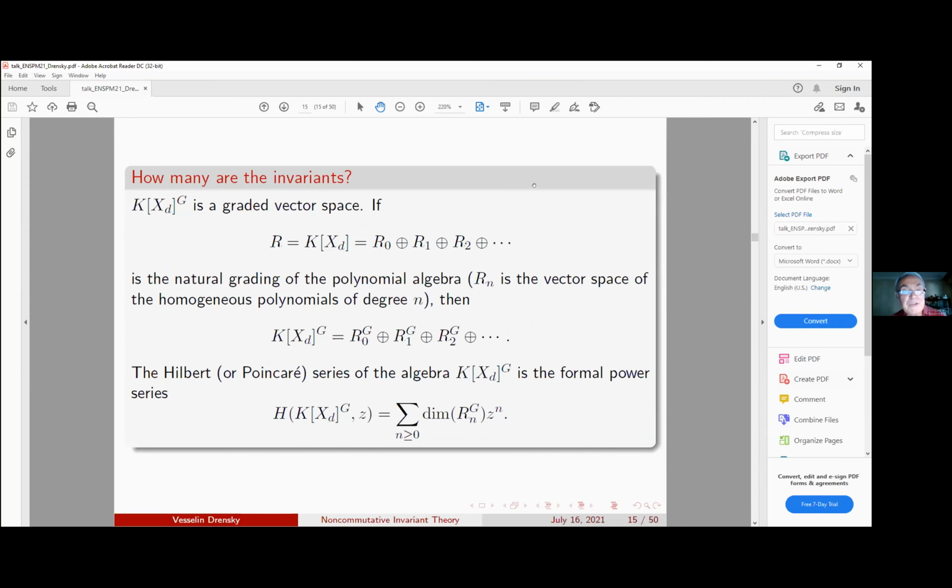So the next question is, how many are the invariants? Of course, the algebra of invariants is a graded vector space. The polynomial algebra is graded, so you have homogeneous elements of zero degree, first degree, second degree, et cetera. And the same holds for the algebra of invariants. And then you can define the generating function of the dimensions of the homogeneous components, and this is called the Hilbert series or Poincaré series. The people in invariant theory like Poincaré series, but for the people doing commutative algebra, Poincaré series is something else, so I prefer to use the name Hilbert series.